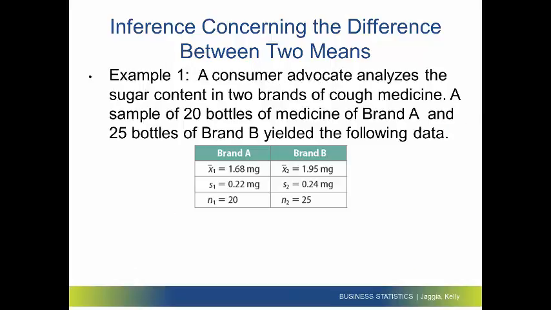Okay, first example. A consumer advocate analyses the sugar content in 2 brands of cough medicine. A sample of 20 bottles of brand A are randomly selected, and a sample of 25 bottles of brand B are also selected. The sample means and sample standard deviations are presented on the slide. As the population variances are unknown, we will be using the T distribution, and the sample standard deviations being very close in value means that we will use assumed equality for variances and the pooled variance approach.